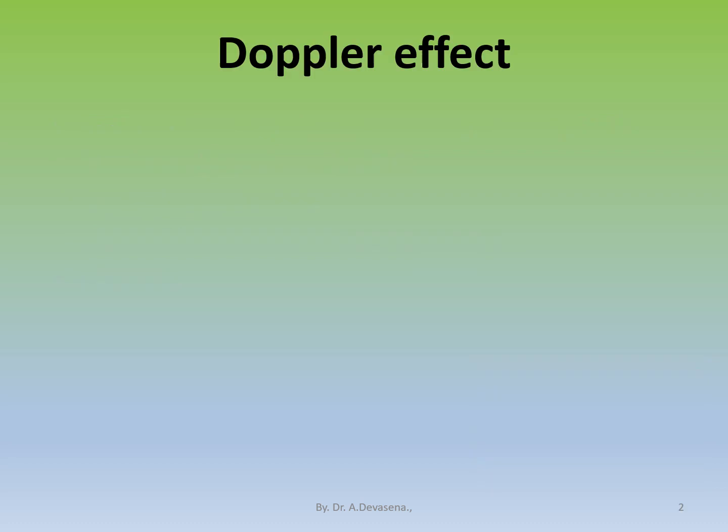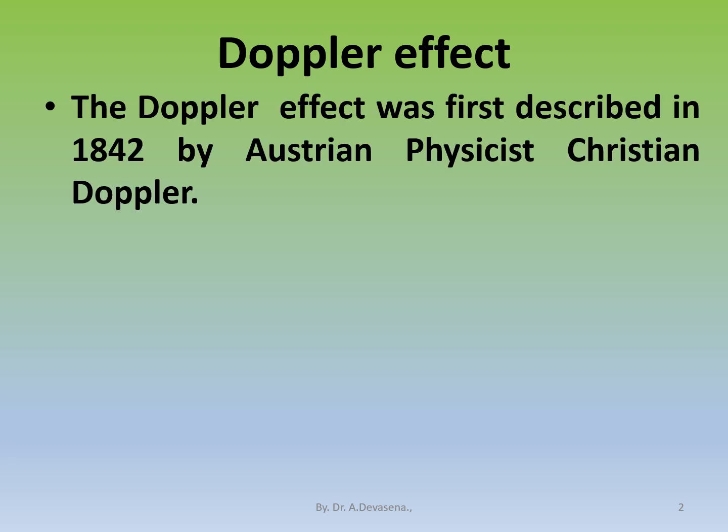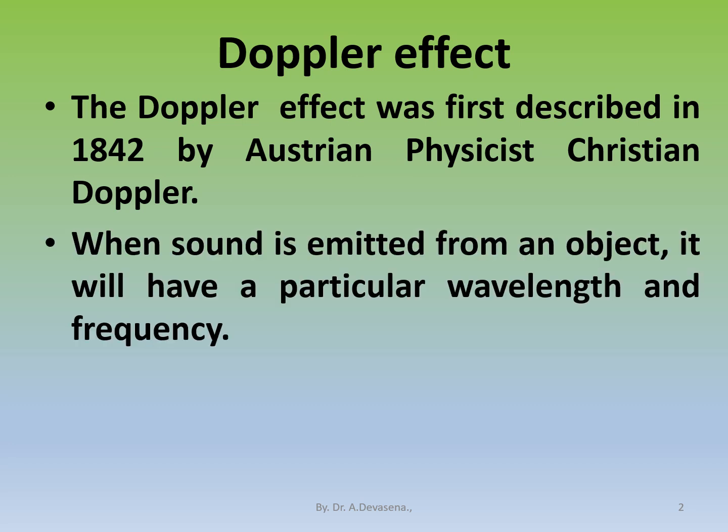The Doppler effect was first described in 1842 by Austrian physicist Christian Doppler. When sound is emitted from an object, it will have a particular wavelength and frequency. The wavelength will seem to change if the object is moving towards the observer or away from the observer.